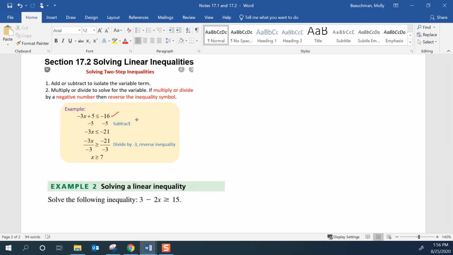Subtract 5 from each side. We end up with negative 3x is less than or equal to negative 21. Now we're going to divide both sides by negative 3 to isolate the x. Since we're dividing by a negative, we have to reverse the inequality. So we end up with x is greater than or equal to 7. So the solution, let me graph it, x is greater than or equal to 7.